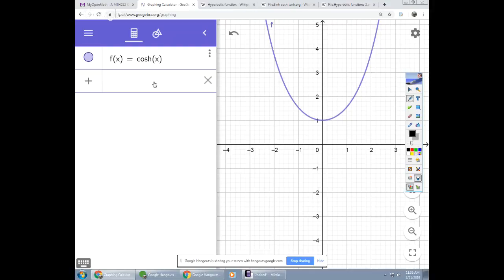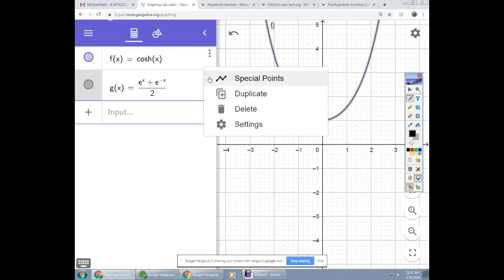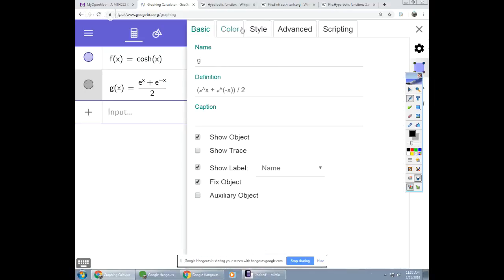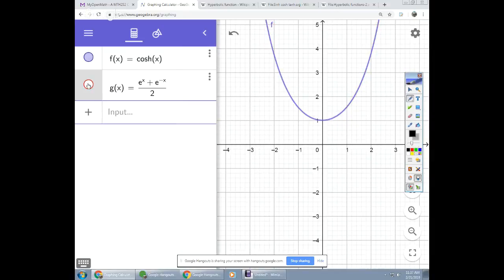Well, remember, it is the quotient of e raised to the x plus e raised to the negative x. Let's make that red for fun. Settings, color, red. They're the same function, because the definition of the cosh is that.